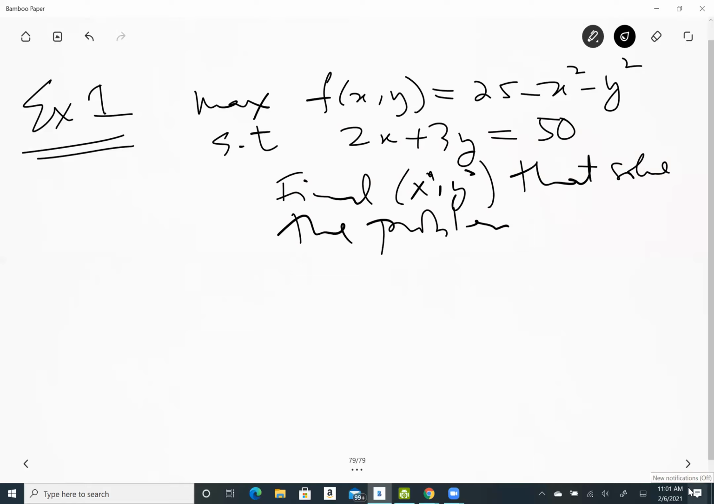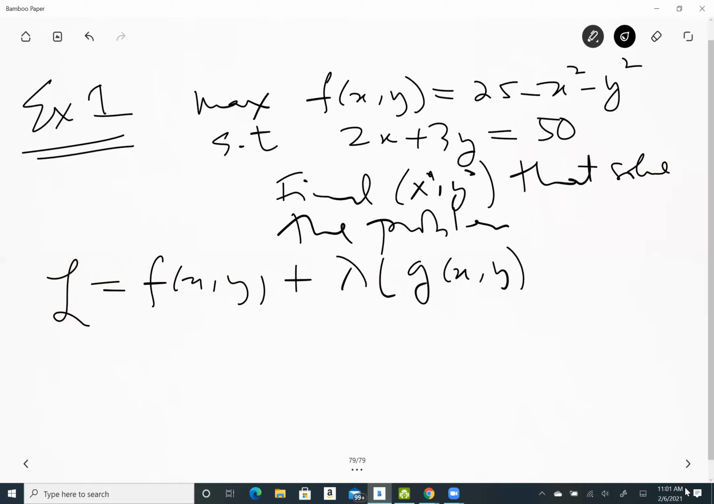So what do we do? We use the Lagrangian method. So you define the Lagrangian. What you know, the Lagrangian is equal to what? F of x, y plus lambda times g of x, y minus k. So we know that is the form. All right, that's the general form.